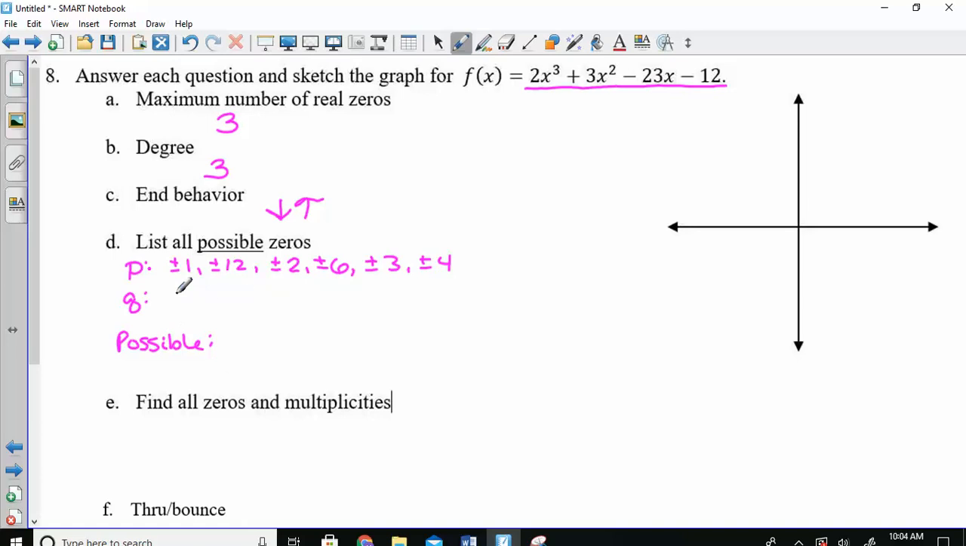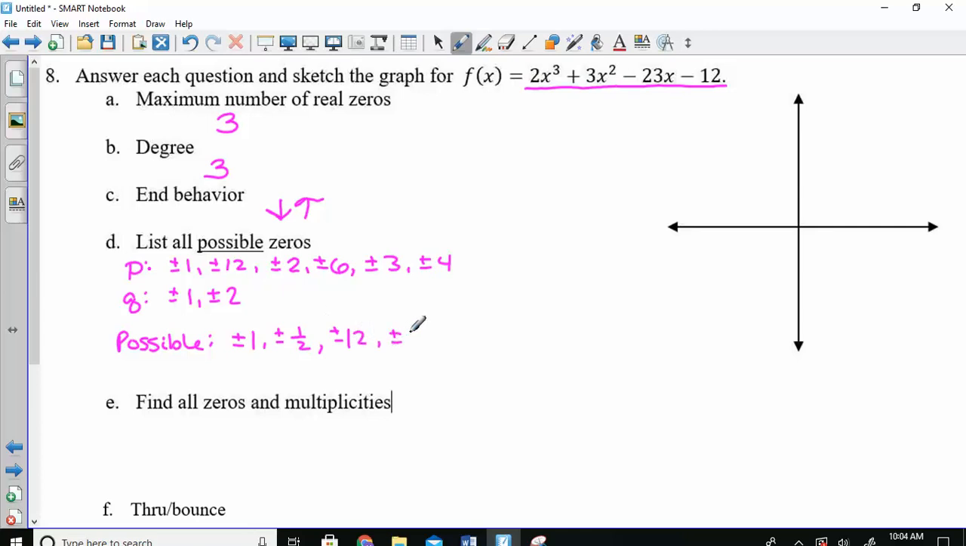Q comes from the leading coefficient, which was 2. So that would be plus or minus 1, plus or minus 2. How do we get the possible zeros? Divide, P over Q. So 1 over 1 is 1. 1 over 2 is 1/2. Each of them gets plus and minus.